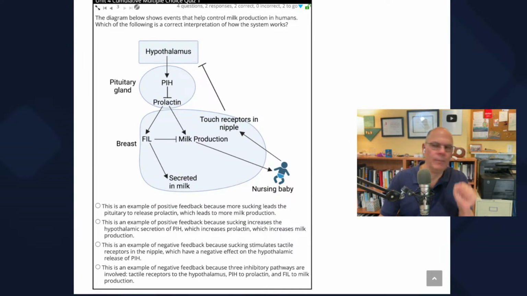So let's see what's going on here. This is an example of positive feedback because more sucking leads the pituitary to release prolactin, which leads to more milk production. See, more sucking leads touch receptors in the nipple that would stop this, and there'd be more milk production. It's stopping these two negative things. Looks pretty good. Let's look at the others. This is a positive feedback loop because sucking increases the hypothalamic secretion of PIH. That's true, which increases prolactin. That doesn't look correct, which increases milk production. I don't know. We might come back to that one.